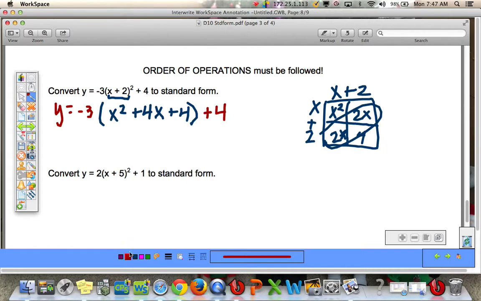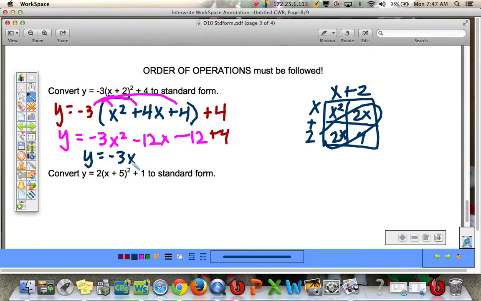All right, next step with the order of operations, you distribute. And we're going to distribute the negative 3 to the terms in the parentheses. So we have y equals negative 3x squared minus 12x minus 12. And again, you have the plus 4 at the bottom. Final answer, combine like terms, and we'll get y equals negative 3x squared minus 12x minus 8. And this is the equation in standard form. So we went from vertex to standard. We'll do one more, convert this to standard form.